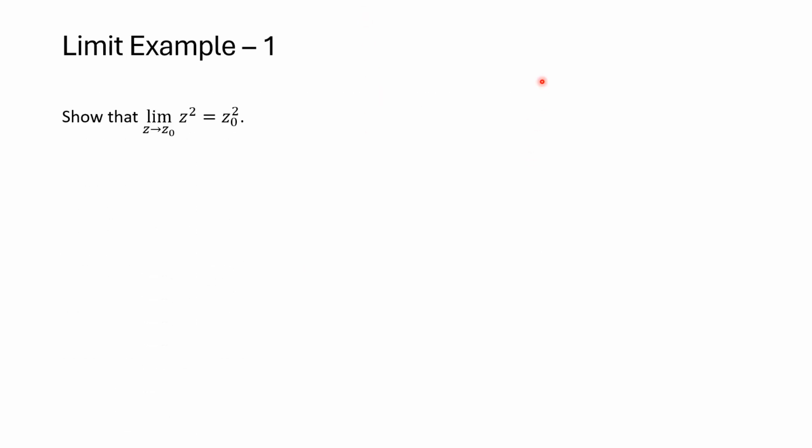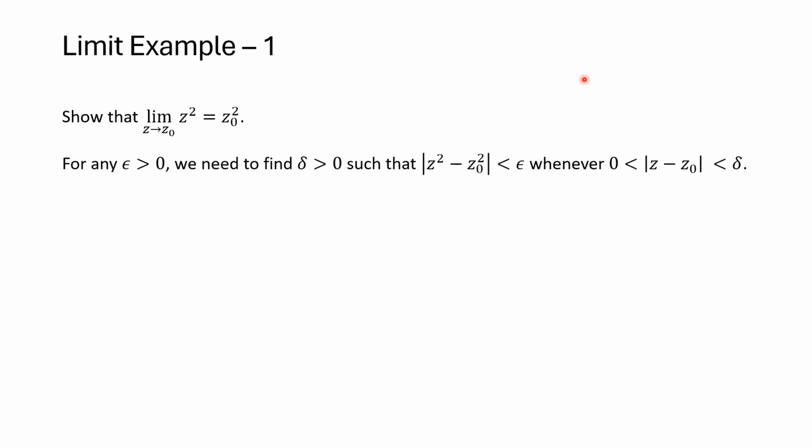Okay, let's do an example. Let's show that as z approaches z sub 0, which could be any complex number, of the function z squared, we get z sub 0 squared. And that looks kind of obvious, right? You're just plugging in z sub 0 for z. The proof is not all that easy, however. So given an epsilon greater than 0, we need to find a delta greater than 0 such that the modulus of z squared minus z sub 0 squared is less than epsilon whenever the modulus of z minus z sub 0 is less than delta and greater than 0.